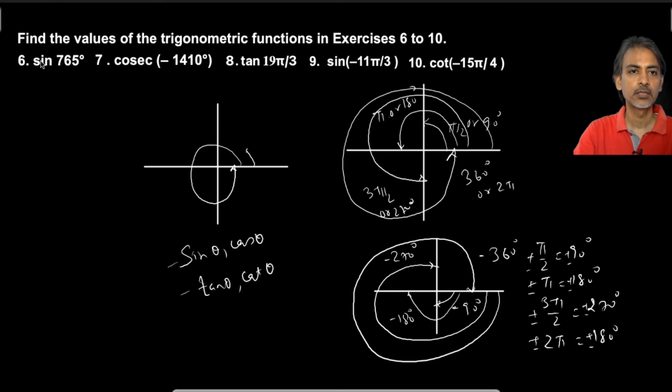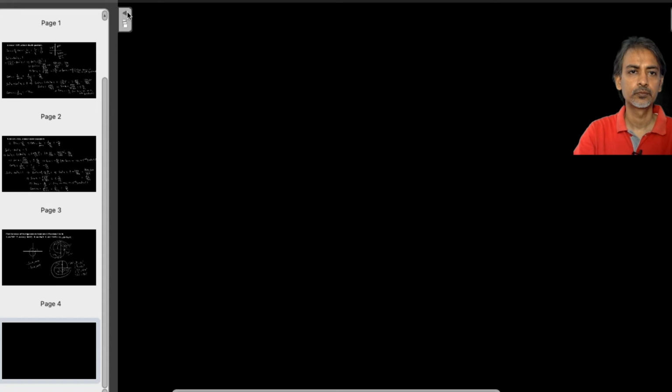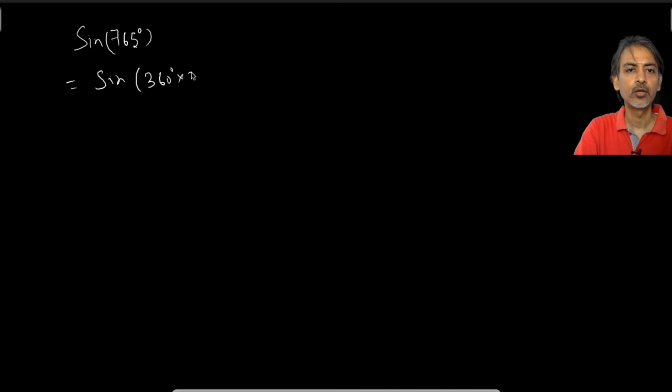This is sine of 765 degrees. Now we can write this as sine of 360 degrees into 2 plus 45 degrees, so 360 degrees into 2 will be 720 plus 45 degrees. Why did we do that?